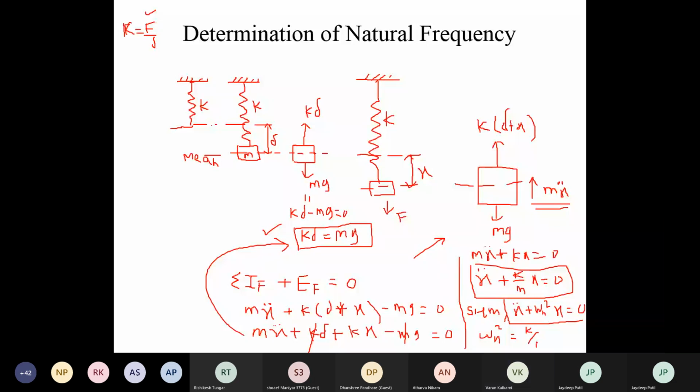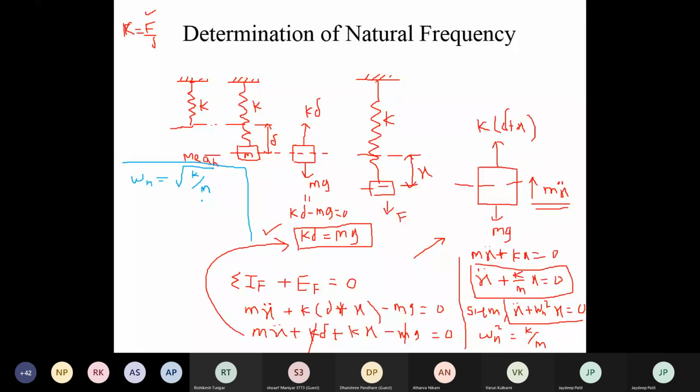Yes, sir. Omega n square is equal to k by m, or you can write omega n is equal to under root of k by m. Now this is known as the circular natural frequency of the given vibrating system. k is the stiffness of the spring and m is the mass of that vibrating system.